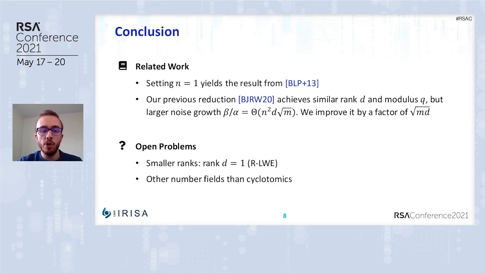There are still some open questions, the main one being about the existence of such a reduction for smaller ranks. We required the module rank to be superlogarithmic because of our leftover hash lemma, but it would be interesting to have a similar result for constant ranks because it would encompass most practical constructions, including the NIST candidates that I mentioned earlier. The case d equals 1 would also be particularly interesting, as it would provide the first hardness result for ring LWE with binary secrets.